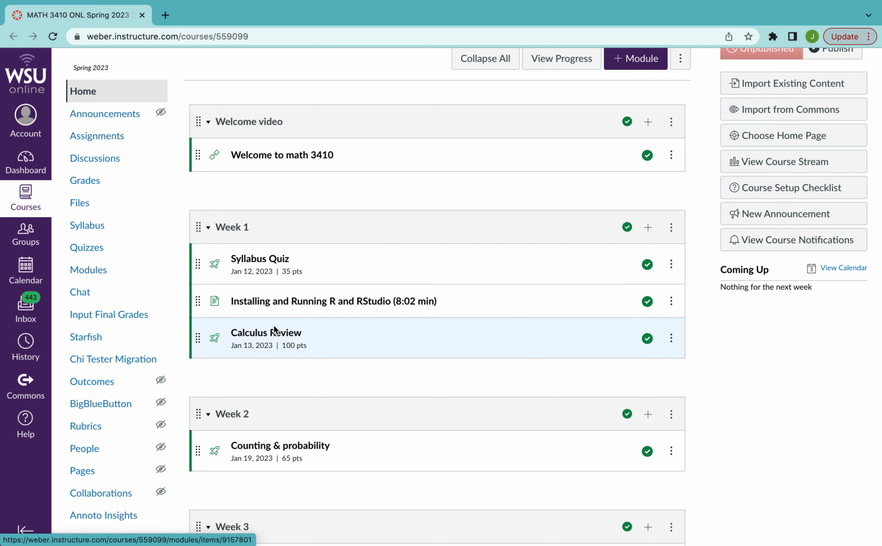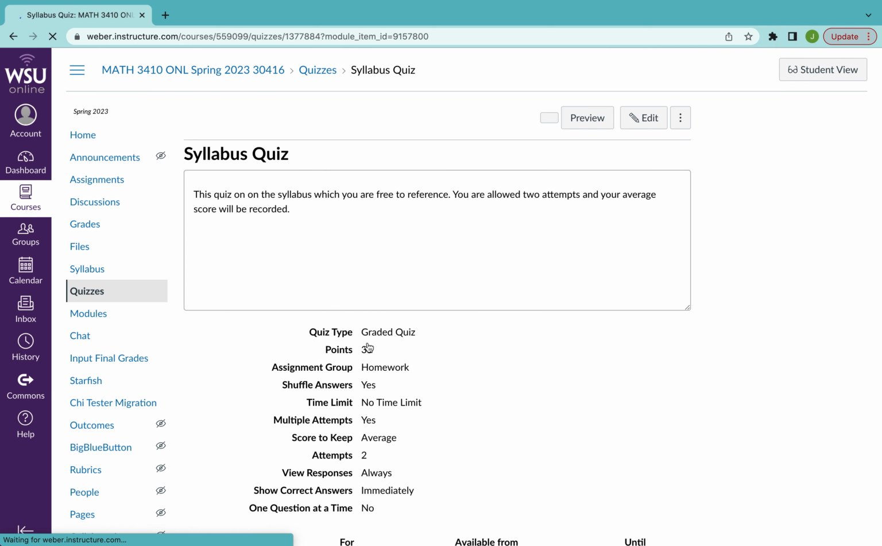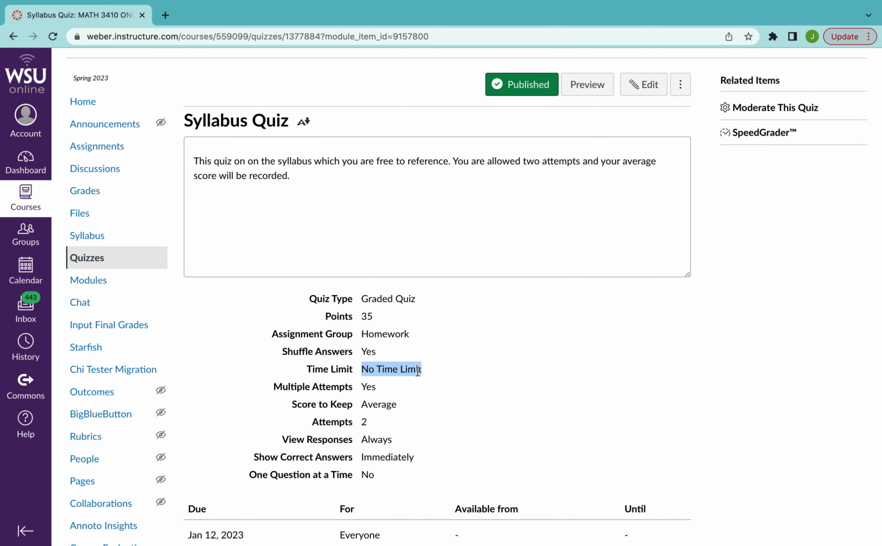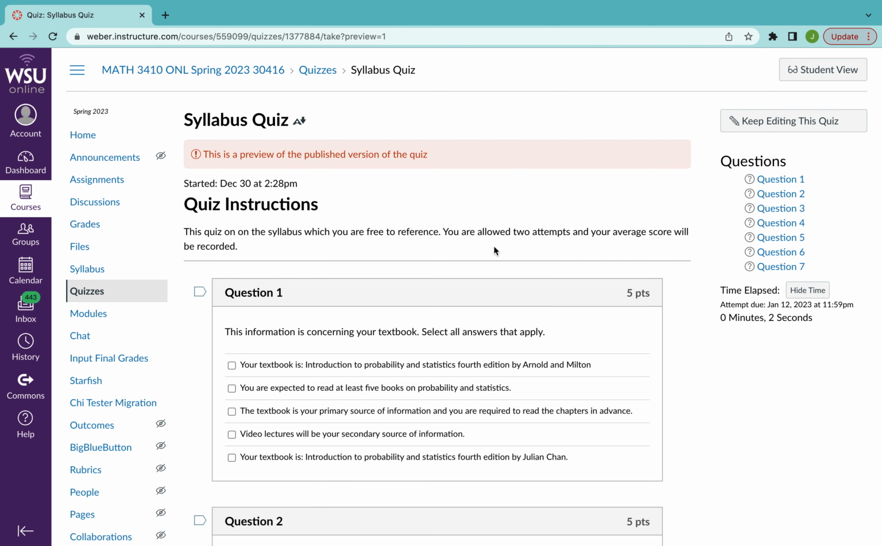And let's just click on some of these quizzes because each quiz is worth a little bit different in terms of points and has slightly different parameter settings. So if you click on this syllabus quiz, it tells you the points. It tells you that there's no time limit, so please take your time on this. You're allowed multiple attempts. It specifies 2. So you're allowed 2 attempts. It keeps the average score. Okay. And if I was to preview this quiz, it looks like the following.